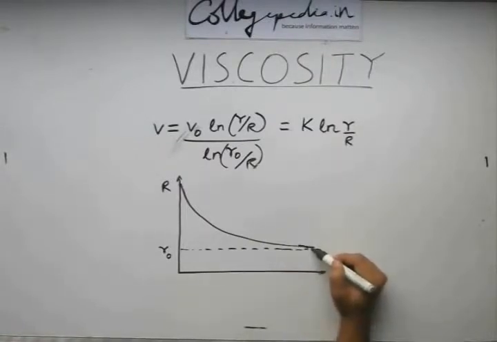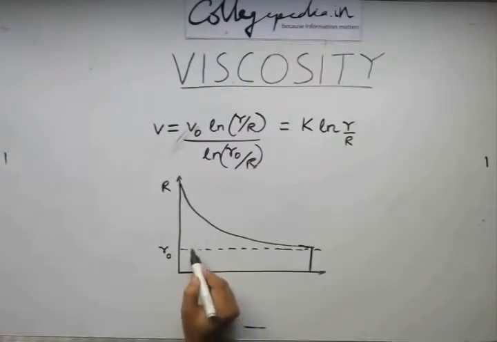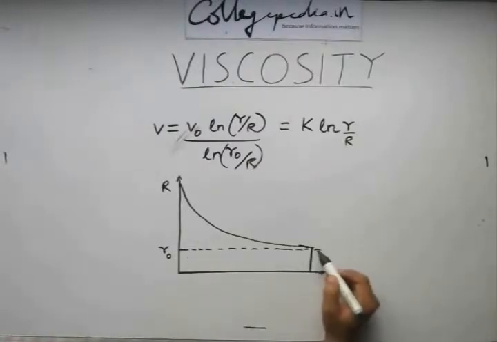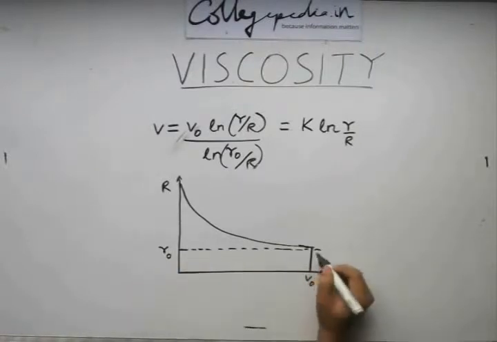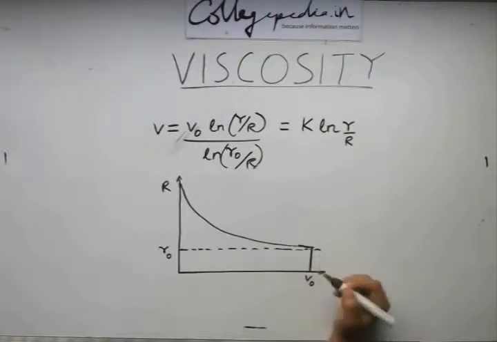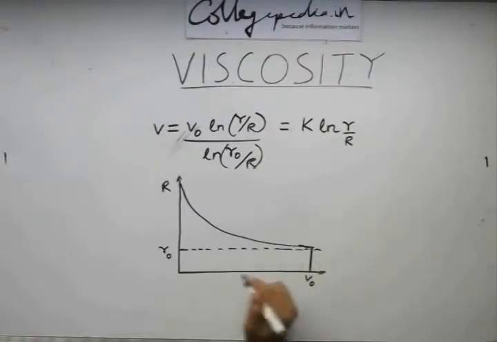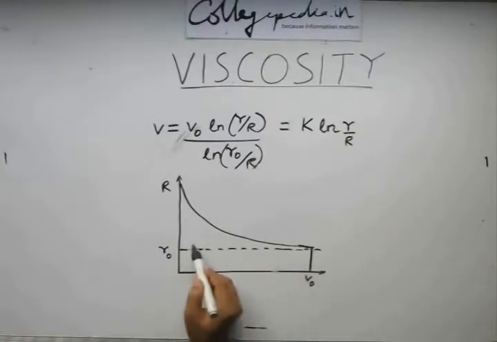At this point where it touches here, hopefully this is not going to be an asymptote, because we will be having a finite velocity of v naught at r naught. So this is how our velocity profile diagram will look like. The velocity lines being of this sort.